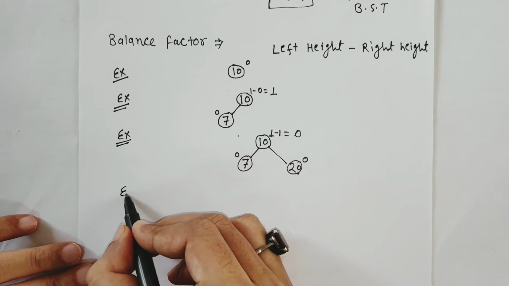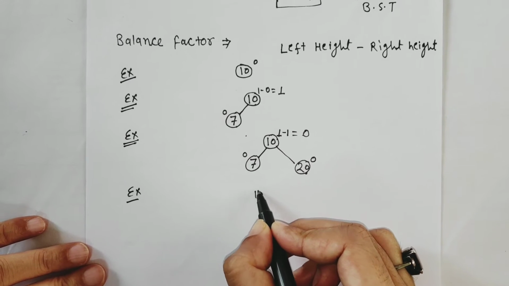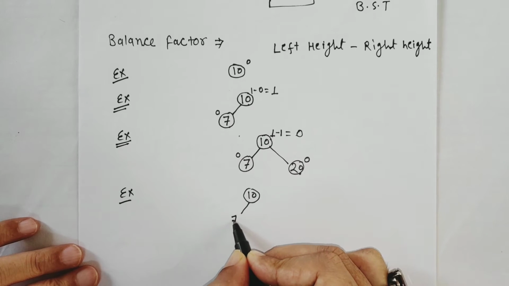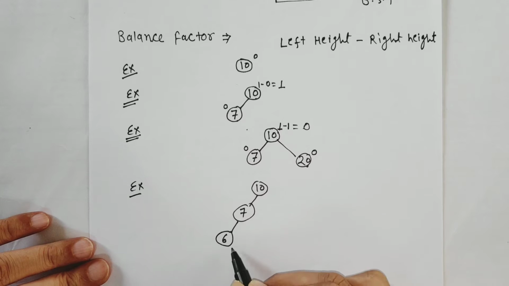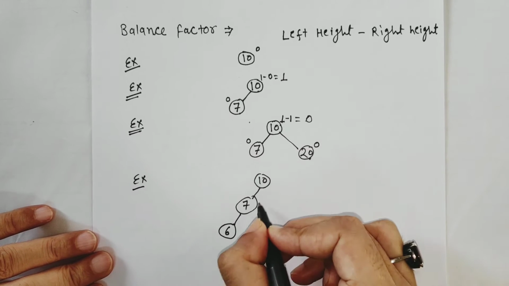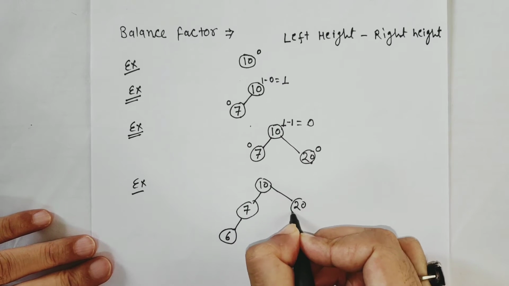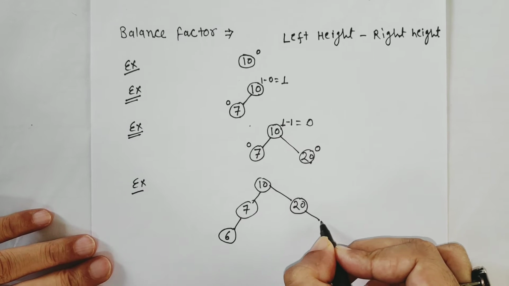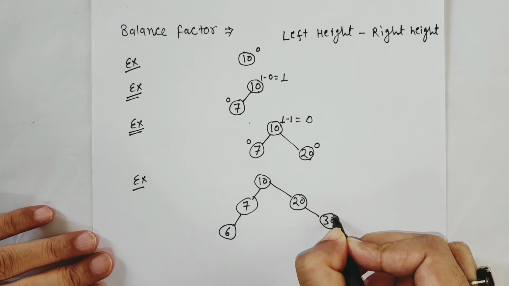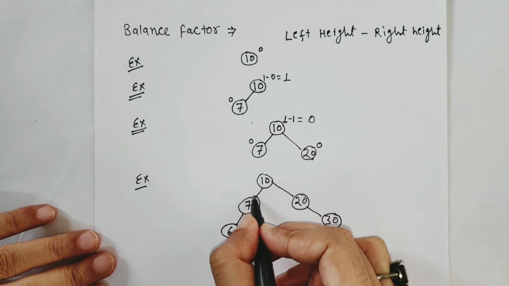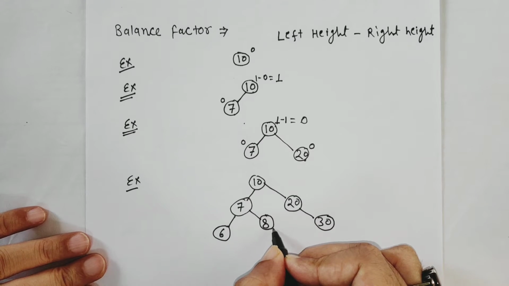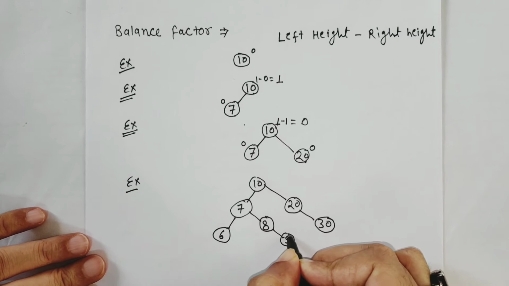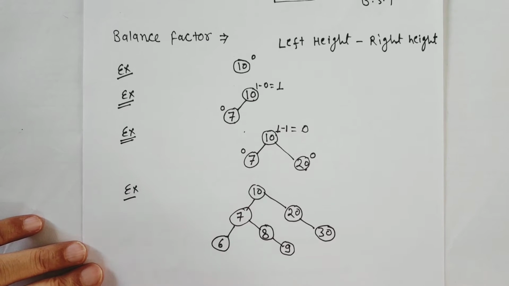Now let's see one more example. Suppose I have a node 10, then 7, then 6, then I have 20, then 30, then I have 8 and 9. Now we will find the balance factor of each node.